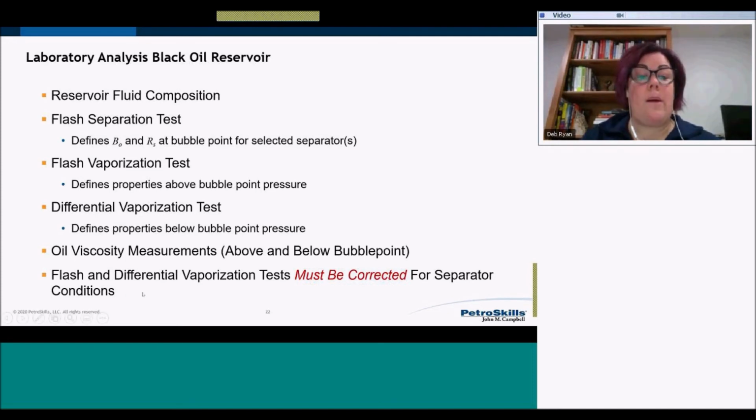And then a point of note is that all of our differential vaporization tests need to be corrected back for separator conditions. We don't produce our reservoirs to stock tank conditions. We produce our reservoirs into separators with known temperatures and pressures. And so that is what we need to understand in order to characterize the fluid and the volumes that are going to end up flowing through our surface facilities.